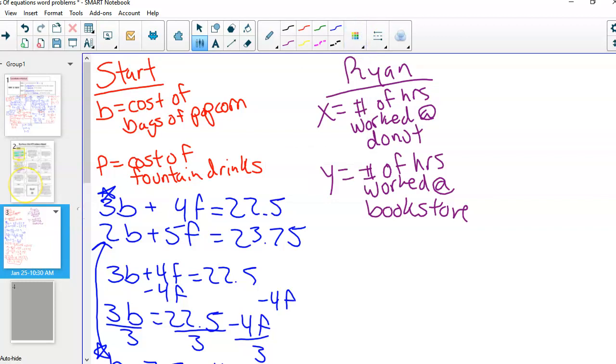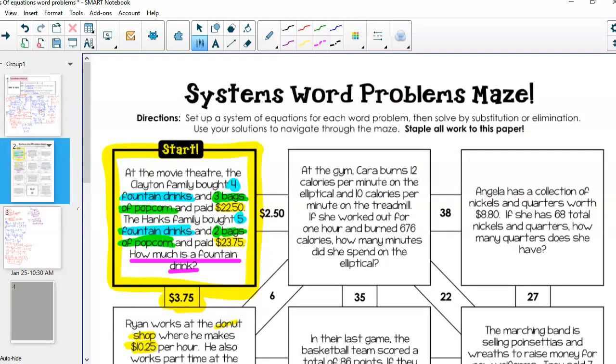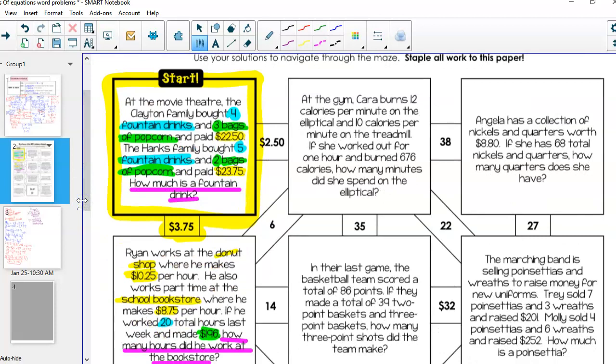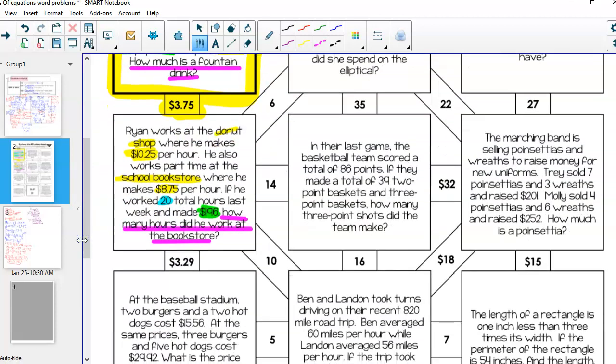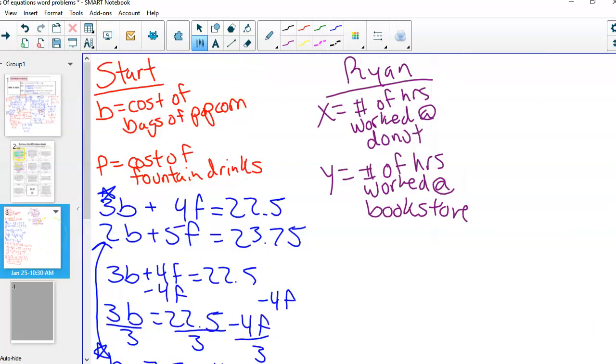The reason I said this is going to be a little different is because before we had a number of fountain drinks, a number of bags of popcorn, a total, and then the same thing for the second one. This one, not so much. We have the amount he makes at one store, the amount he makes at another store, the total he made for both stores, and the total number of hours he worked for both. So we have to kind of combine these.